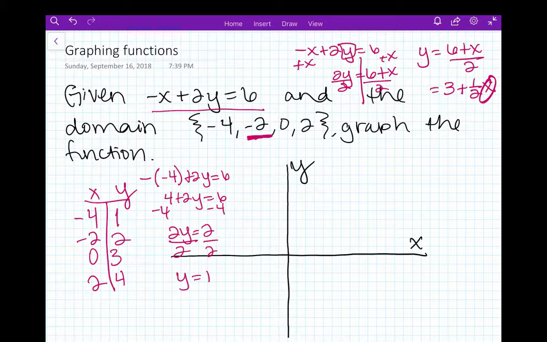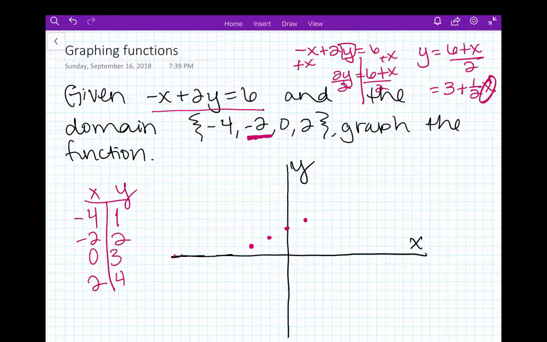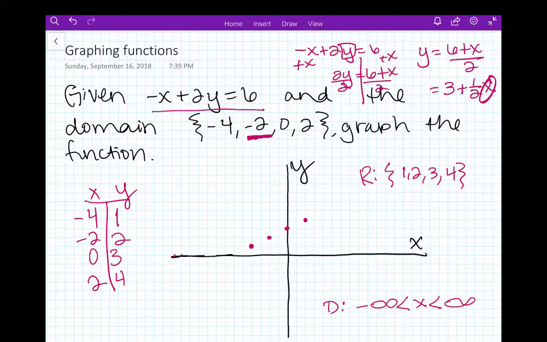So now I'm going to plot these points. So that's where those points lie. Now notice the domain was individual points. So that means our range is going to be our individual outputs, 1, 2, 3, and 4. So I am not going to connect the dots because, again, it gave me a specific domain. So I'm going to assume that this is a discrete graph. If they would have told me that the domain is negative infinity is less than x is less than infinity, that means all real numbers, then I would have just drawn a line through those points because that means it goes on for infinity.